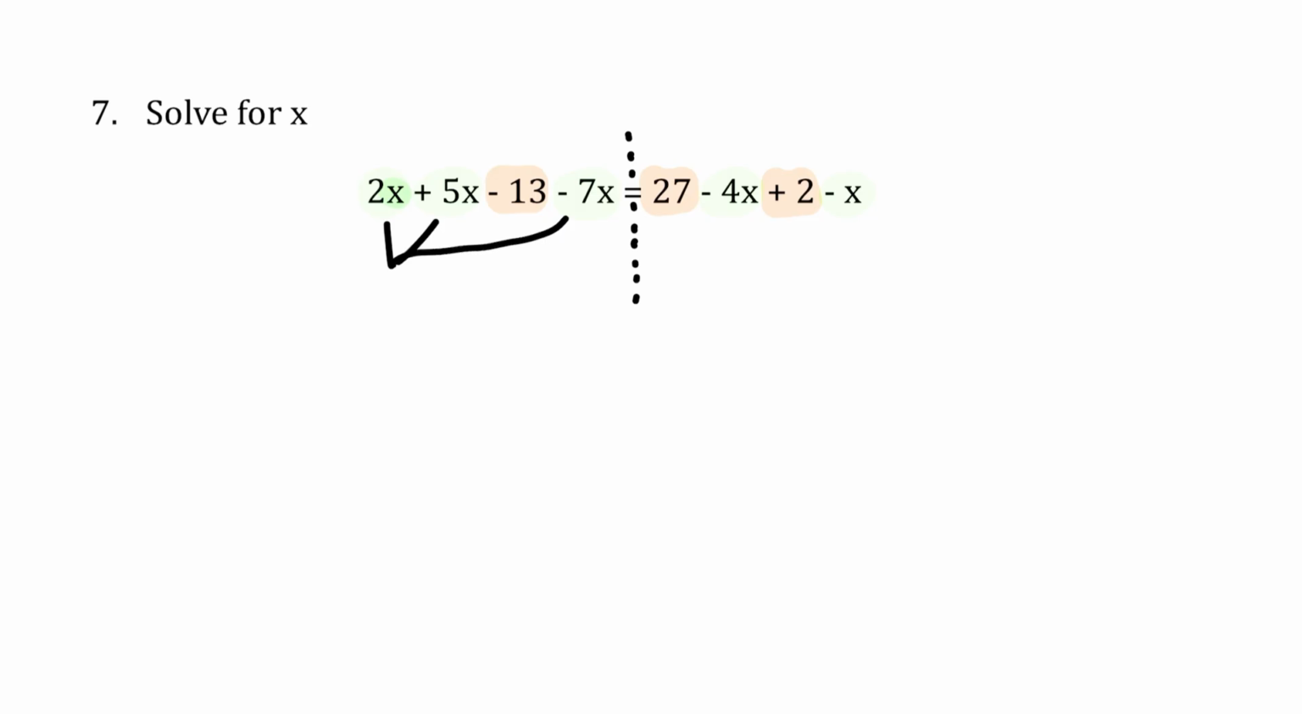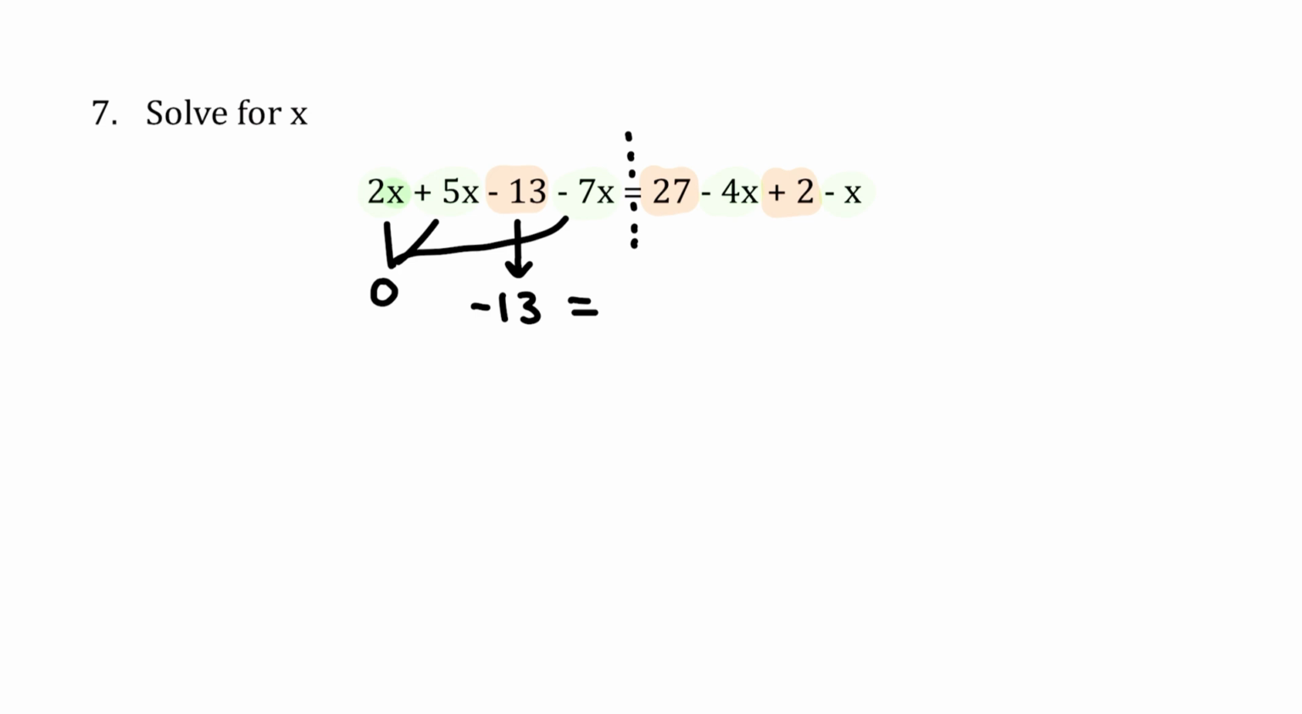So 2x plus 5x minus 7x is going to be, let's see, 2x, 5x, that's 7x. Minus 7x is just 0. So that actually cancels out. And then we have this minus 13 that we can bring down. So we really just have a minus 13. And then we have equals. I'm going to erase this a little bit. So we finished combining like terms on the left side of the equal sign.